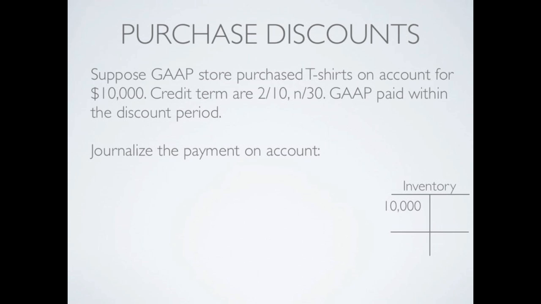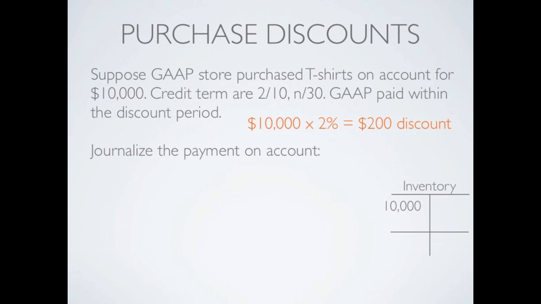Well, we have to think about this for a second. We owe $10,000, but it said we're paying it within the discount period. So obviously we're taking our discount. And in this case, it's 2% of the amount we owe. We owe $10,000, so 2% of that would be a $200 discount. However, on the books, we have an accounts payable of $10,000, that we owe $10,000 for these t-shirts. But we're only going to pay $9,800 for these t-shirts because we're taking our 2% discount.